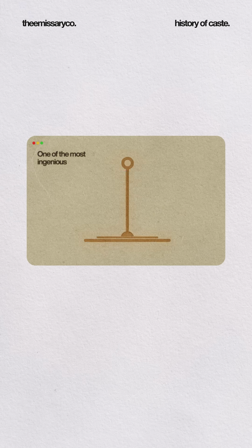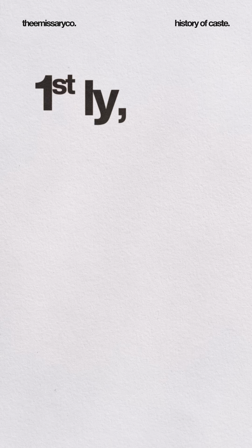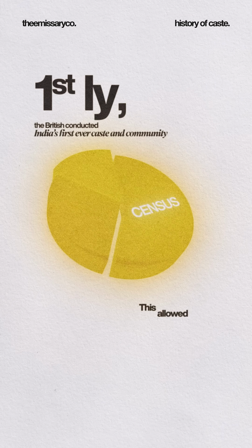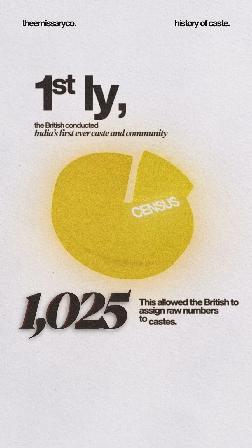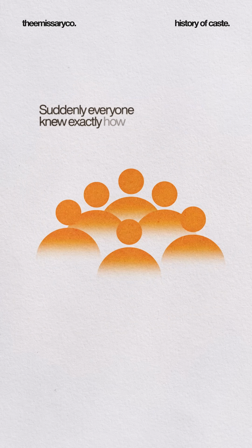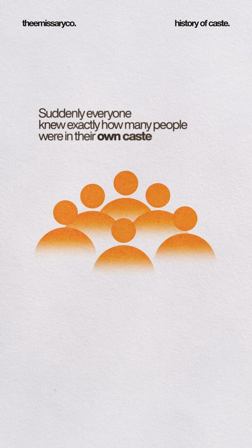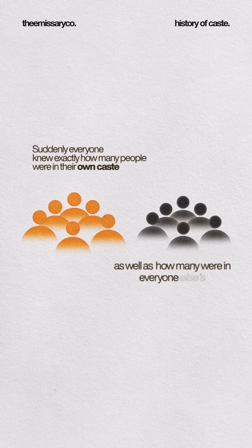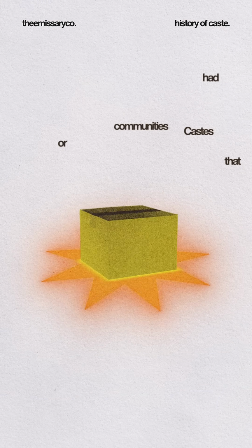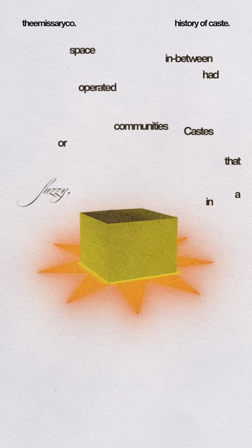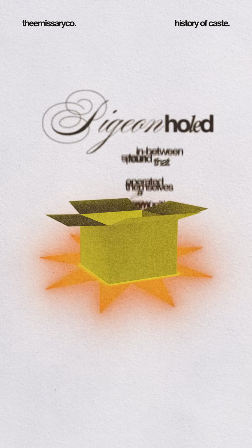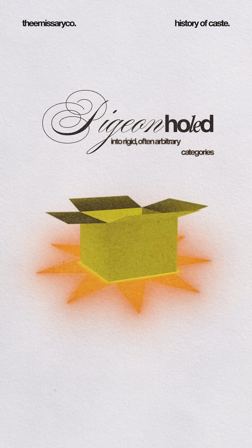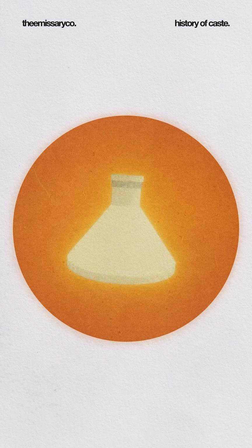One of the most ingenious ways the British did this was via their legal system. Firstly, the British conducted India's first ever caste and community census. This allowed the British to assign raw numbers to castes. Suddenly, everyone knew exactly how many people were in their own caste, as well as how many there were in everyone else's caste. Castes or communities that had operated in a fuzzy in-between space now found themselves pigeonholed into rigid, often arbitrary categories. In some cases, completely new castes even got invented on a whim.